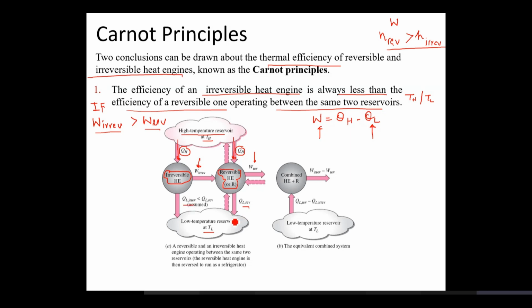Whose QL will be greater? Sir, you said the work irreversible is greater than the work reversible, so sir, QL will be greater for reversible. Yes. So it means if I assume that the work of the irreversible is more as compared to the work of the reversible, which is less, QL irreversible would be less than QL reversible. Is this clear?